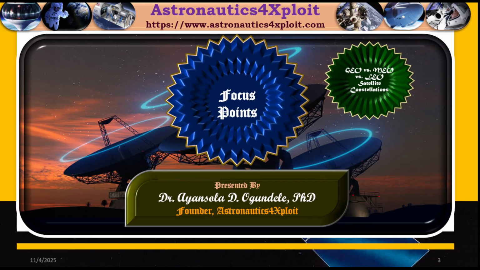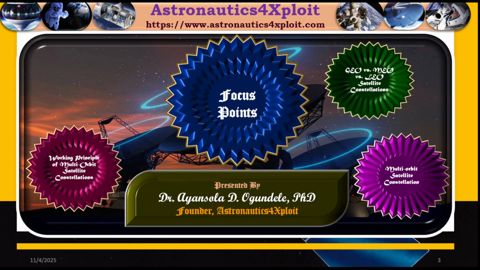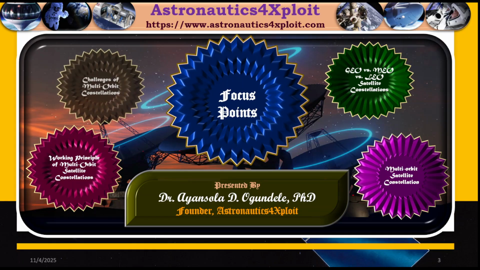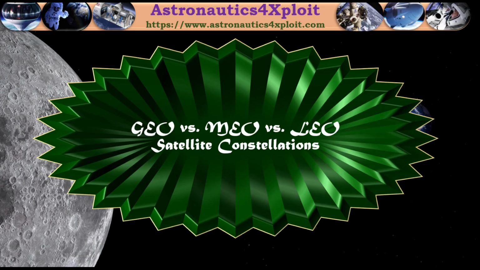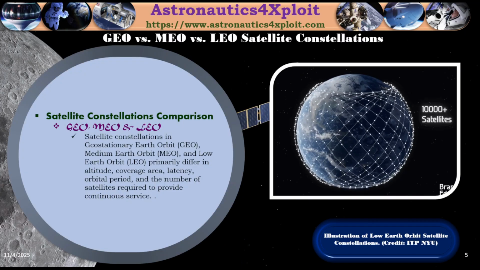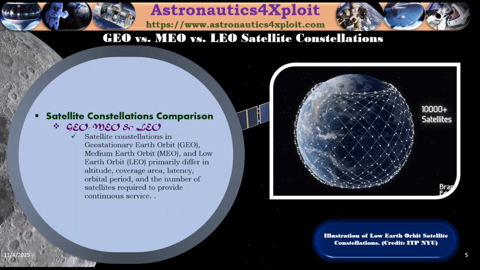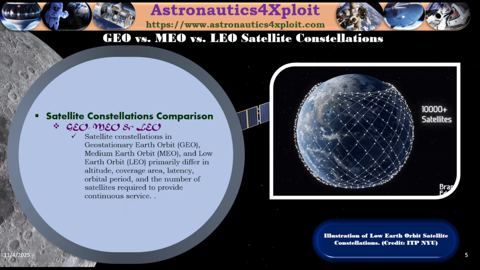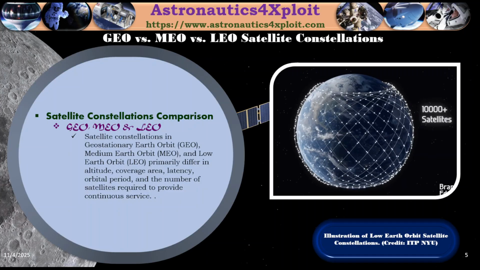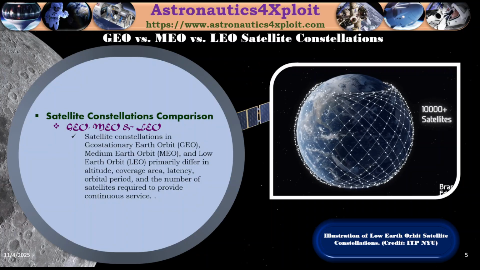The focus points are as follows: GEO versus MEO versus LEO satellite constellation, multi-orbit satellite constellation, working principle of multi-orbit satellite constellation, and challenges of multi-orbit constellation. GEO versus MEO versus LEO satellite constellation. Satellite constellations in geostationary Earth orbit, medium Earth orbit, and low Earth orbit primarily differ in their altitude, coverage area, latency, orbital period, and the number of satellites required to provide continuous service.